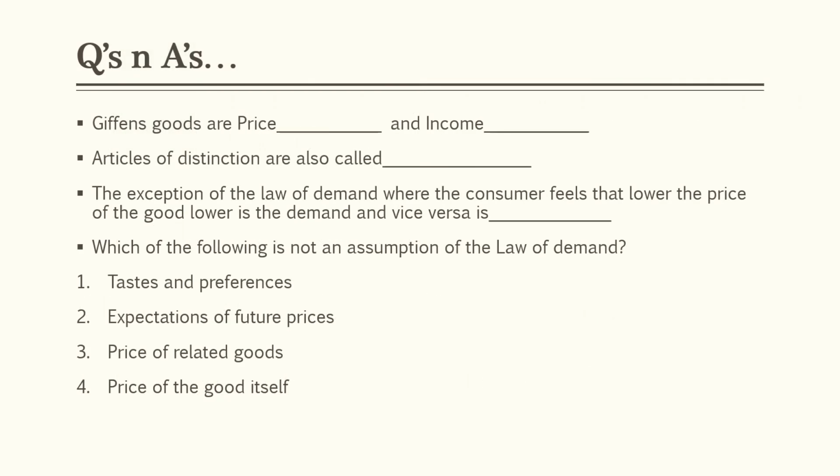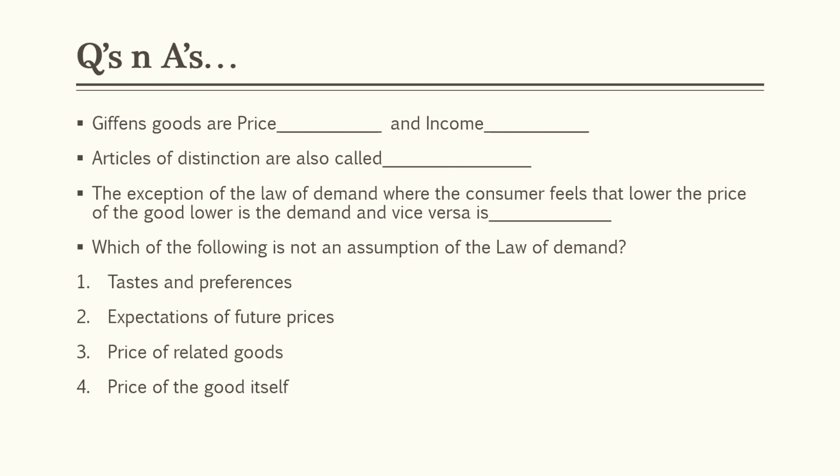So children, here is a short Q&A section for you. The first question, fill in the blank: Giffen's goods are price dash and income dash. Giffen's goods are price positive and income negative. Articles of distinction are also called dash. Articles of distinction are also called prestige goods.